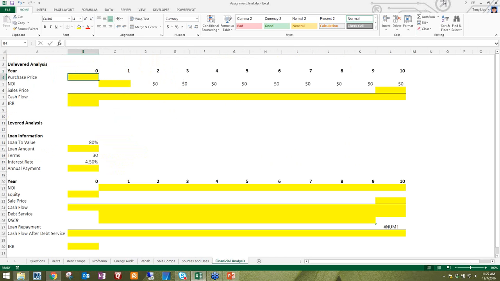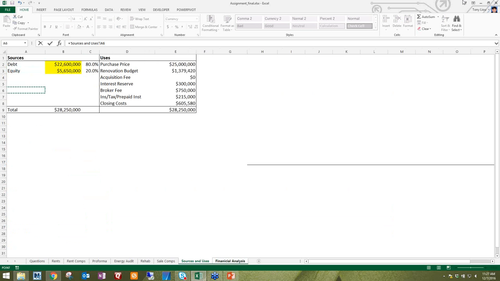So let's look at the financial analysis. All right? We're going to look at an unlevered analysis first. Unlevered means that we're not using any debt. So for the purchase price, this is going to be no debt. No debt means that we are using just this purchase price.